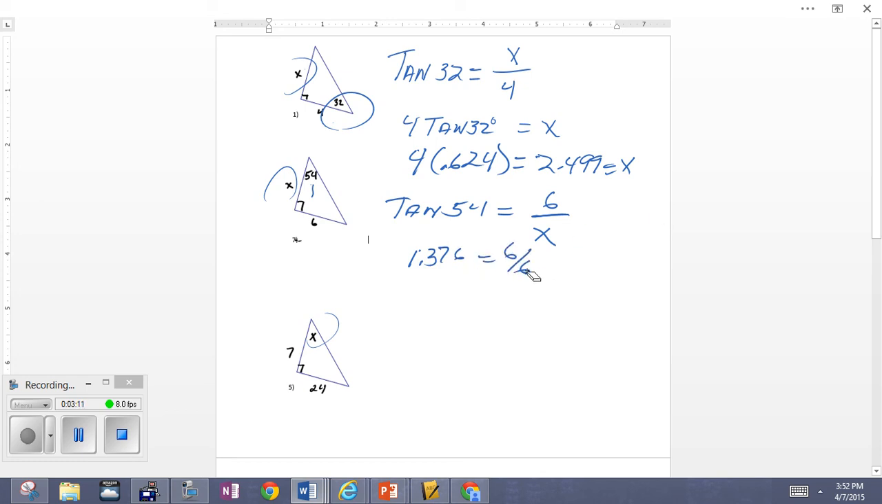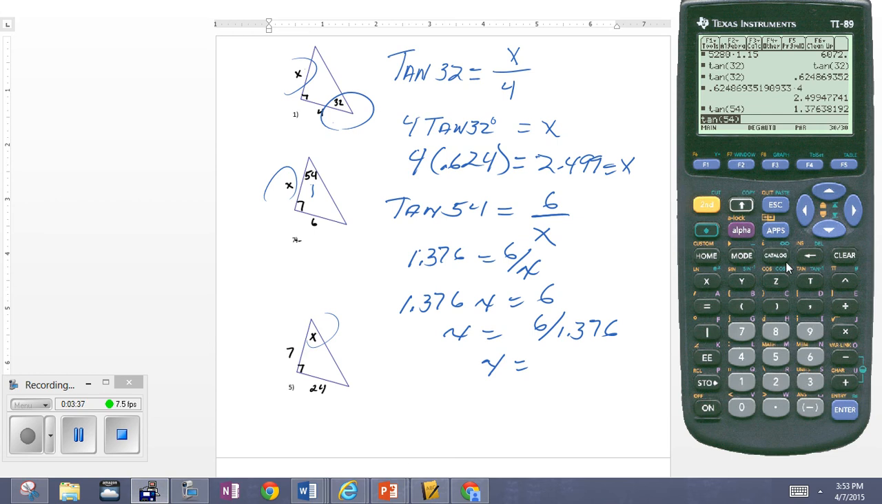If I cross multiply, then I'm going to get 1.376 times x is equal to 6, or solving for x, x is equal to 6 divided by 1.376. So we'll find what x is on this problem, again using our calculator. I've got 6 divided by 1.376, and that's going to give me my value of x, which is 4.36.